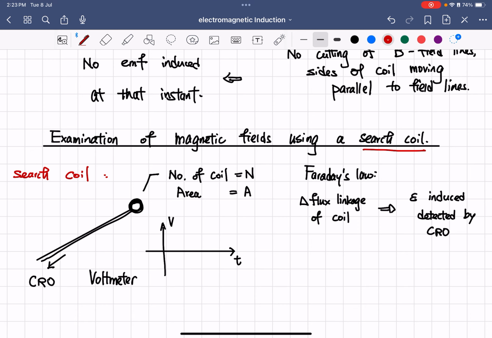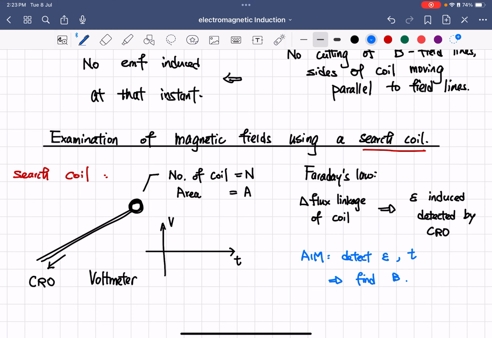So what we hope to do is that we can detect the EMF induced. We can also detect the time for how long it is present. Then we can find the corresponding magnetic field.